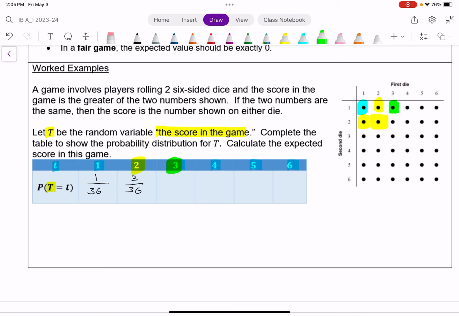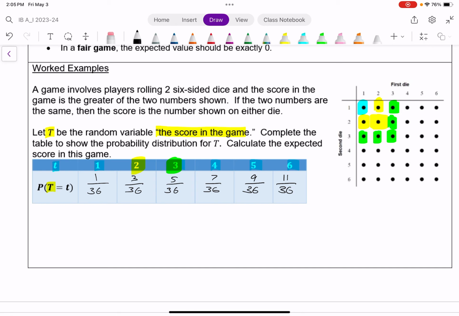So what about the score of 3? You can have a 3 and a 1, a 3 and a 2, a 3 and a 3, a 2 and a 3, and a 1 and a 3. All of those will lead to a score of 3, which is a total of 5 out of 36. And already we can start to see a pattern where it looks like the next ones will be 7 out of 36, 9 out of 36, and 11 out of 36.